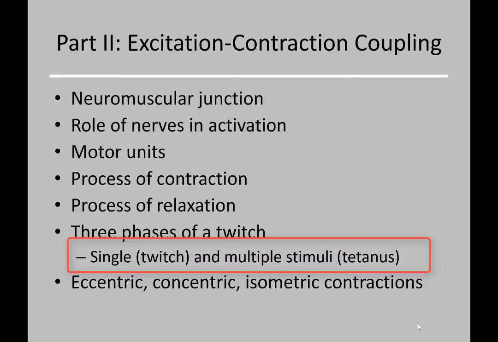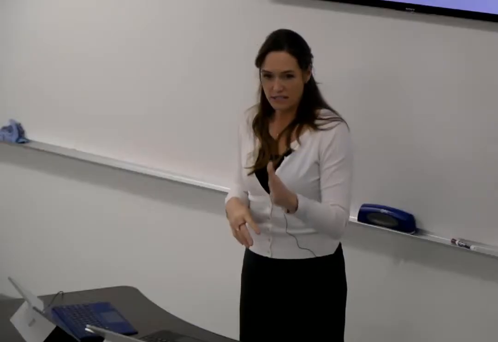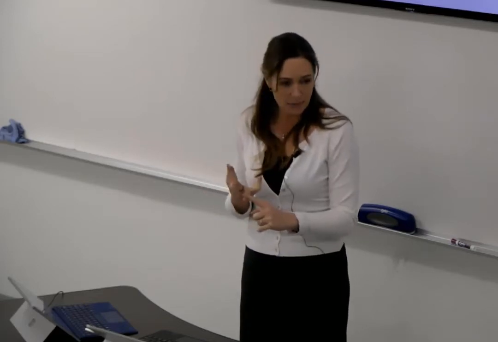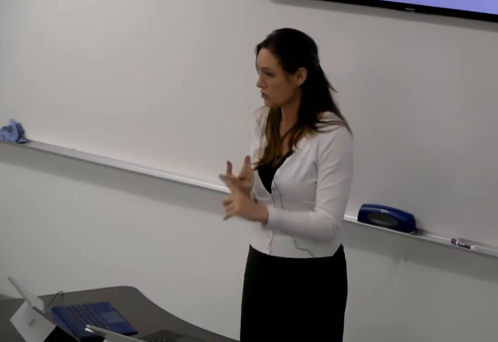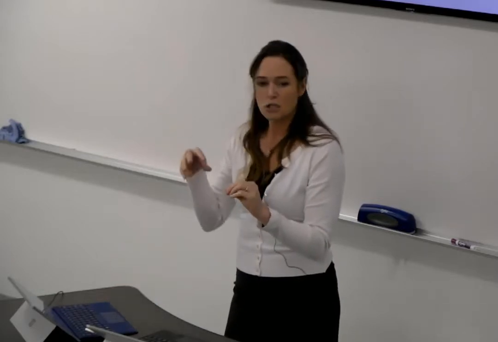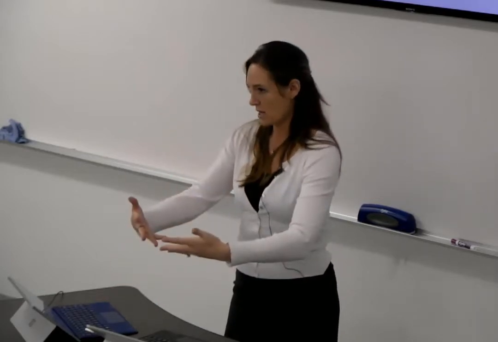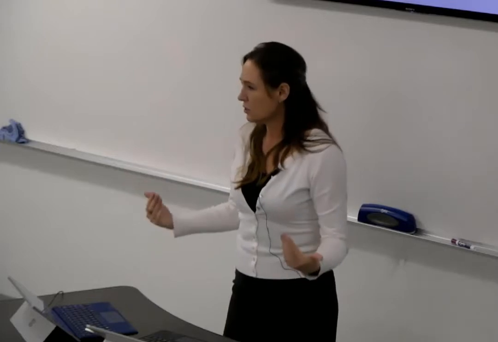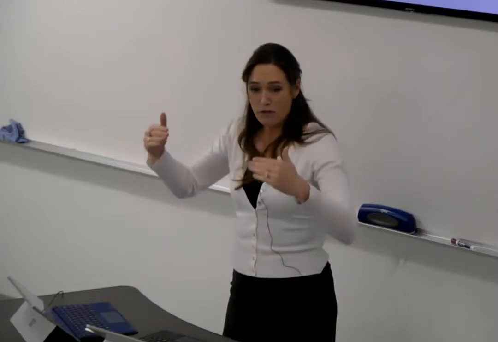The types of twitches you should know are the single twitch. So we just talked about the three phases of the single twitch: latent period, which you need to know, contraction, and relaxation. And then there were many types of multiple stimuli. The point of the multiple stimuli is that you could rapidly stimulate a skeletal muscle to trick the sarcoplasmic reticulum into releasing more calcium, and more cross bridges ultimately are bound. So that makes more force.